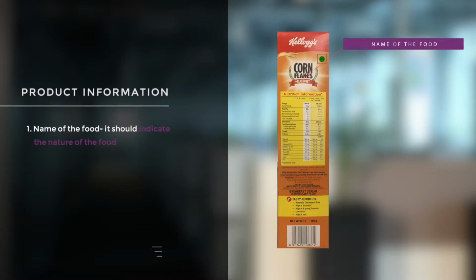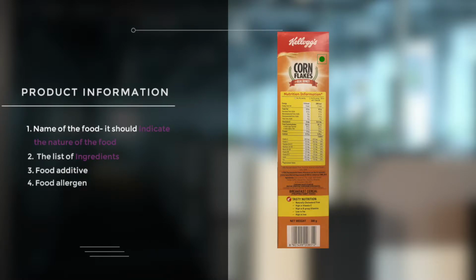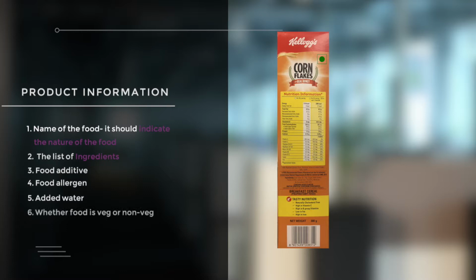The information should contain the name of the food. It should indicate the nature of the food, the list of ingredients, any food additive if used, any food allergen that should be declared separately. Added water is to be declared in the list of ingredients except in cases where water forms a part of an ingredient. The declaration should mention whether the food is vegetarian or non-vegetarian.